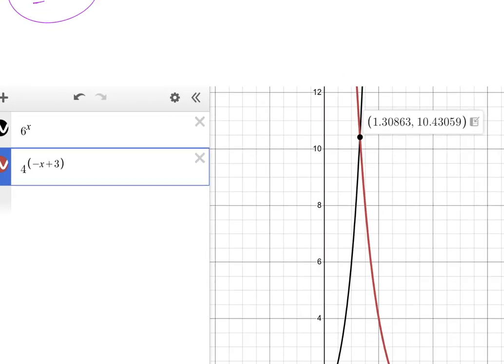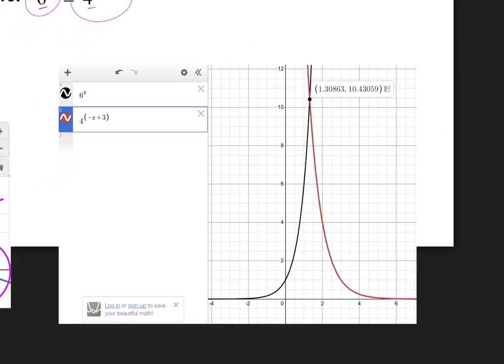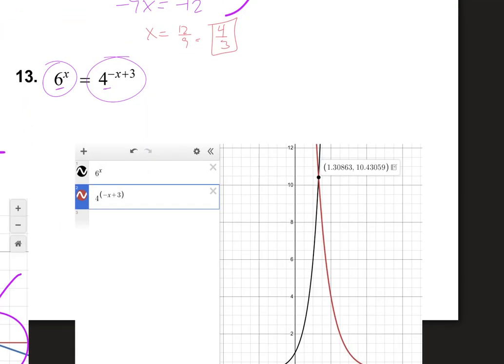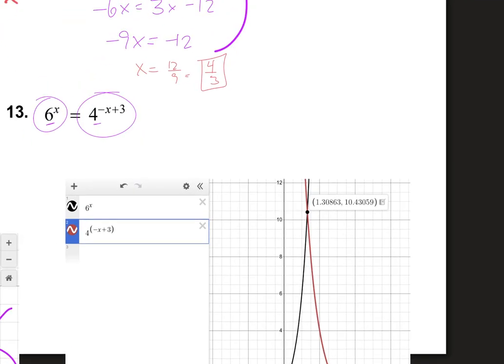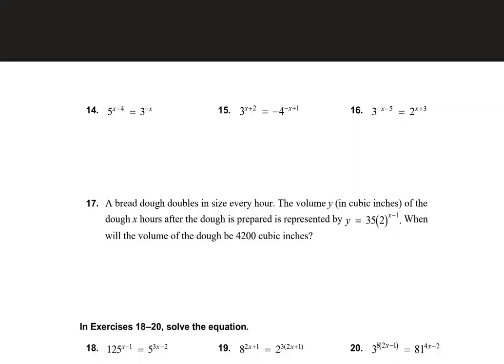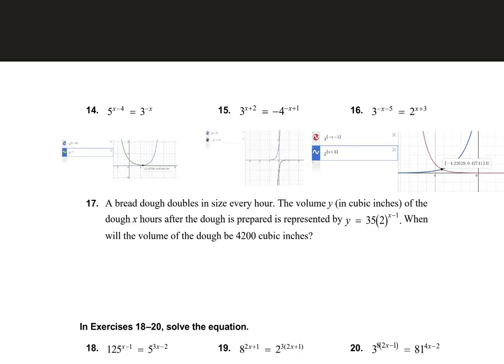And here's the last one. Those are two different curves. They cross when x is 1.309. Since I like to round to the third place just out of personal habit, that is the answer for number 13. Oh, just kidding. We got 3 more to graph. Okay, so as you can see, I have graphed all 3 of them.